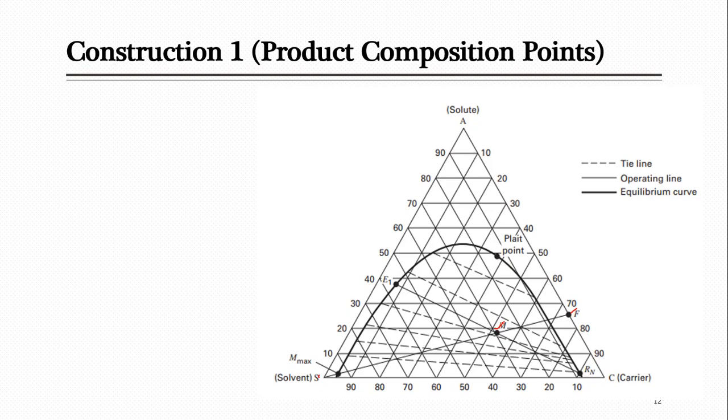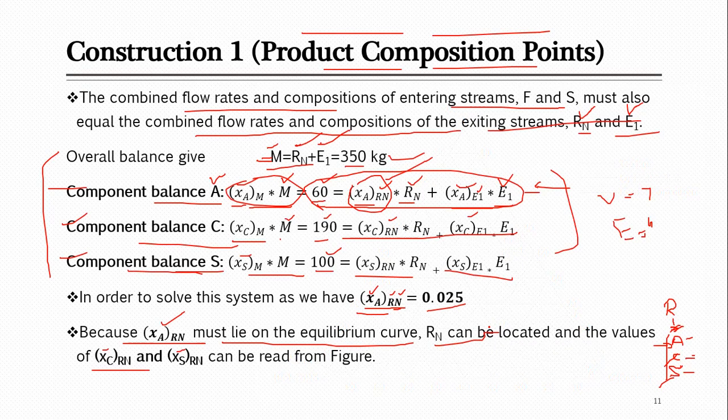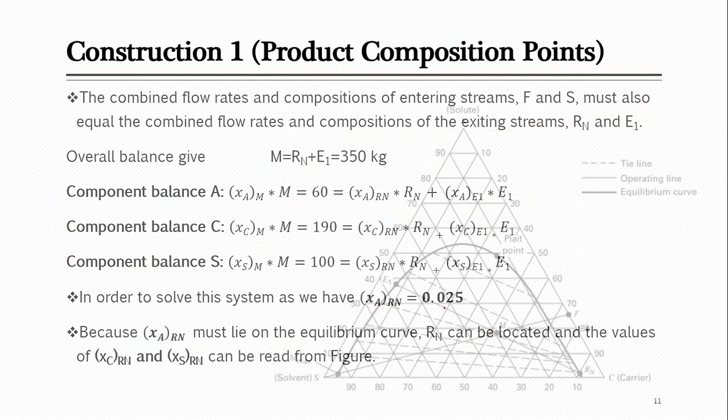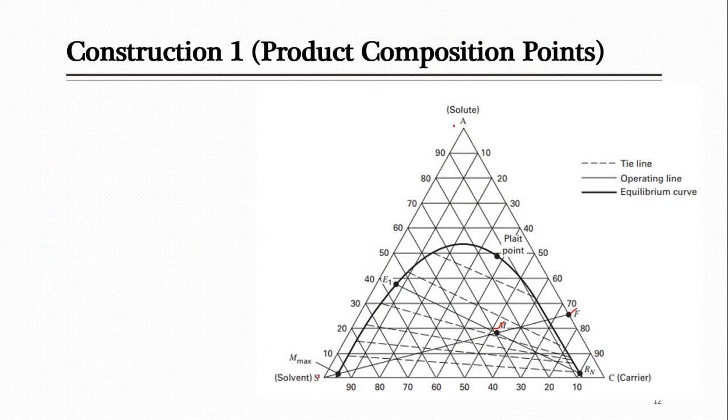Suppose you are solving the problem and you have to locate X A, N on this system, and that's 0.025. Now let's look at what A is. This is the solute, and 0.025 means its amount is 2.5%. So where will 2.5% solute be located? As I told you, we have to locate it on the equilibrium line, because that's part of the raffinate, and the raffinate is located on the equilibrium line.